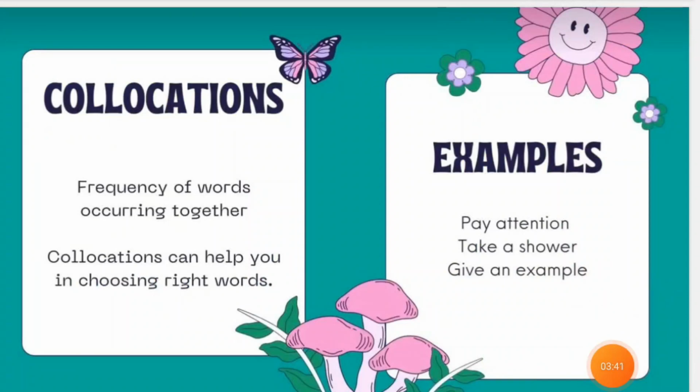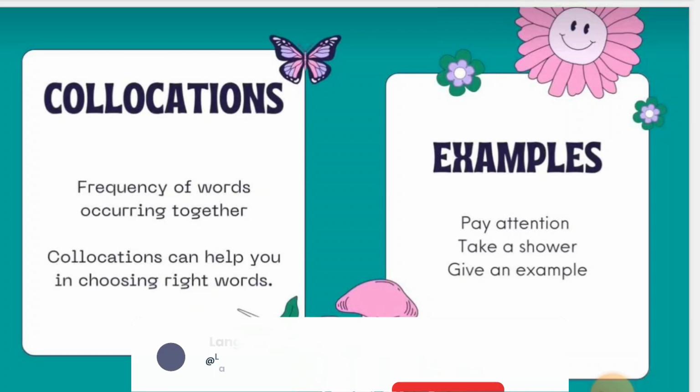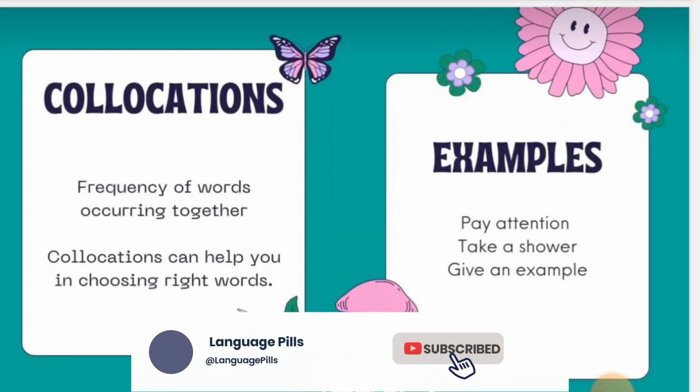Moving forward to collocations. Frequency of words occurring together is called collocations. You know what? Collocations can help you in choosing the right words. For example, get up, back up, pay attention, take a shower. Give an example.